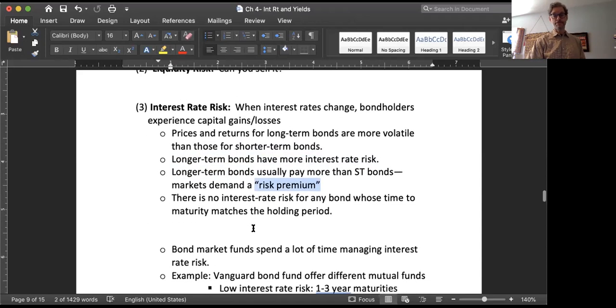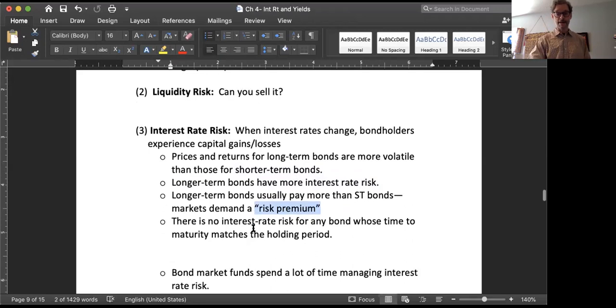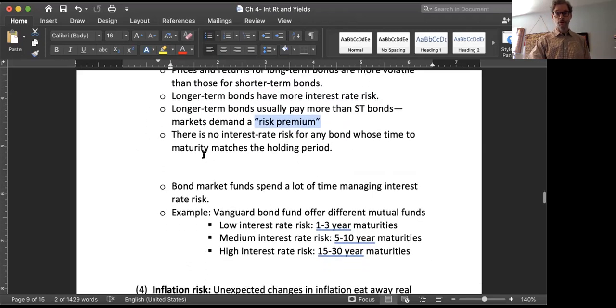So interest rate risk is a big part of the risk of holding bonds. In fact, for those of you who are investors, one of the things that you'll see is that bond market funds spend a lot of time thinking about managing interest rate risk. How, if we look at the portfolio of all the bonds that we hold, how many of them should be short term, how many should be medium term, how many should be long term?